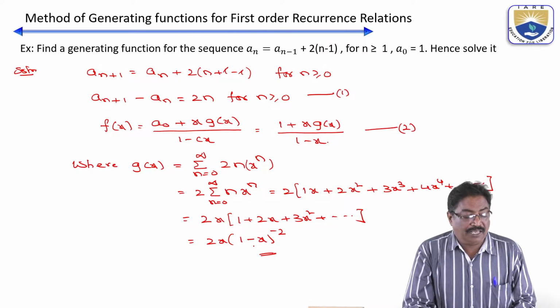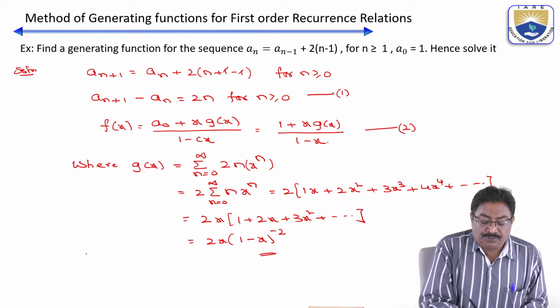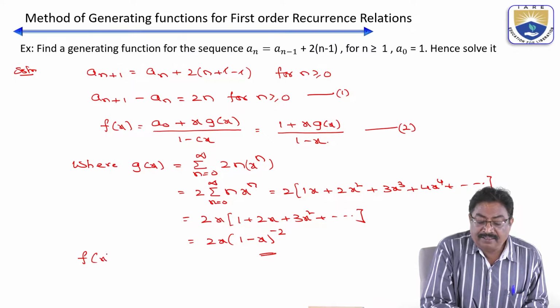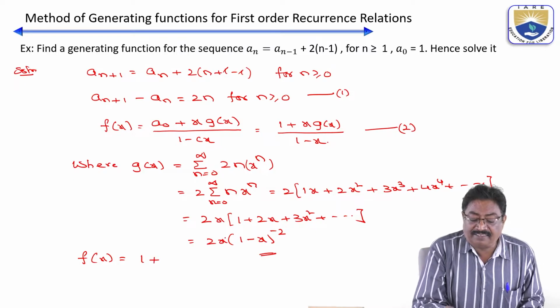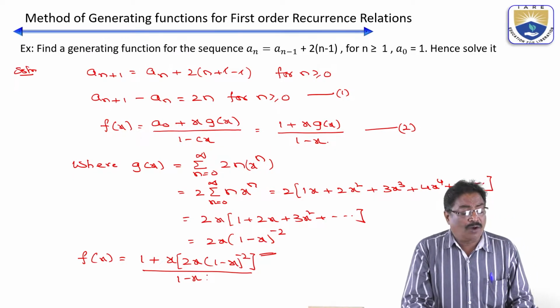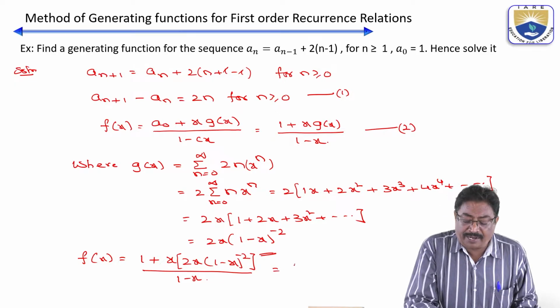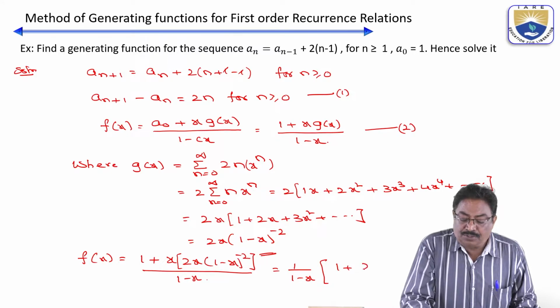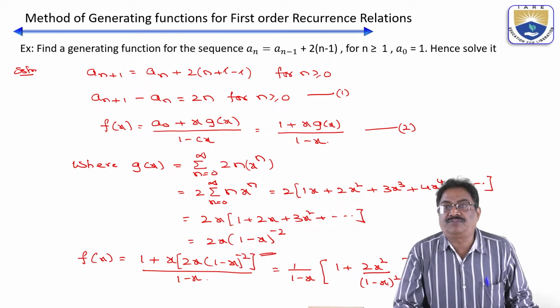Now I am going to substitute in equation 2. So f of x I am going to write as 1 plus x into g of x, which is 2x into 1 minus x whole to the power of minus 2, divided by 1 minus x. Then this I am going to write as 1 by 1 minus x plus 2x square by 1 minus x whole cube. I am going to write this in this way.